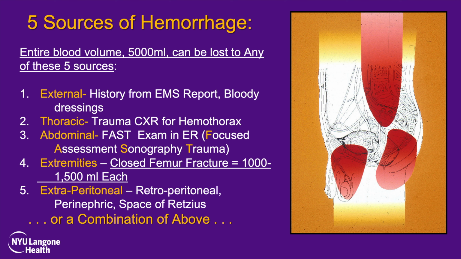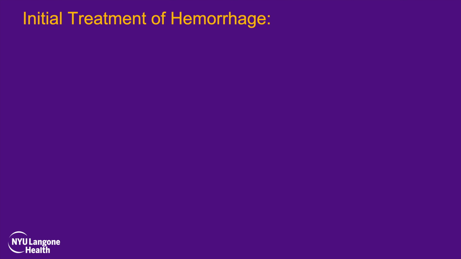You can also have extraperitoneal, and this includes retroperitoneal, perinephric, space of Retzius, any of these spaces shown here that are actually retroperitoneal, and or a combination of the above. You can bleed out your entirety into any of these 5 locations.